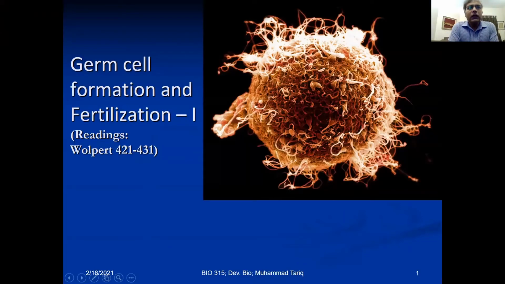So this is the beginning of life in organisms which reproduce sexually. There's a cartoon showing a massive number of sperm cells, all these are sperms with tails, attacking the oocyte during the process of fertilization. And the beauty is that only one of these hundreds and thousands of sperms is going to be successful to initiate the zygotic development.